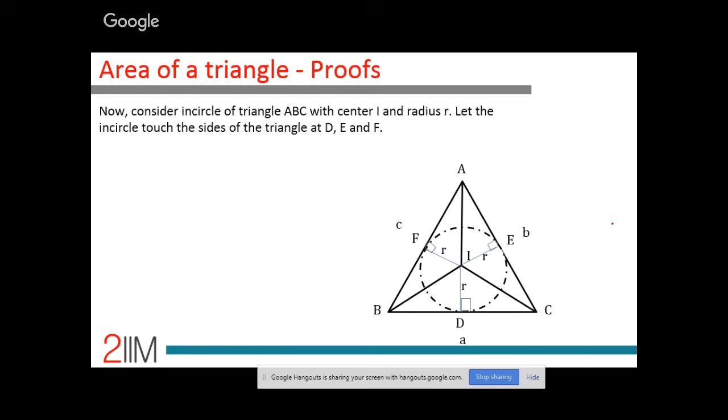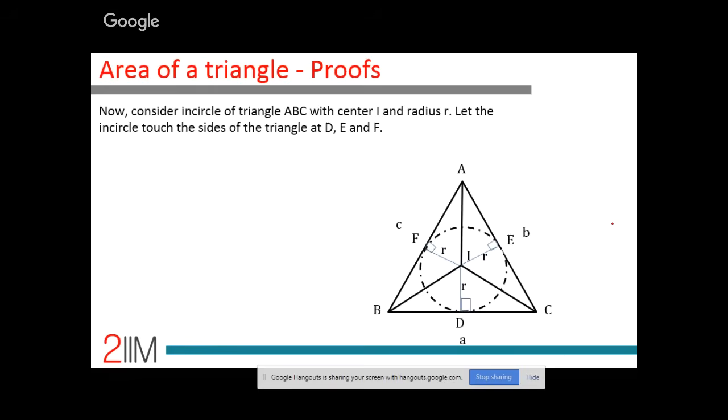Okay. So it's a very interesting idea. We know that the area of a triangle is half into base into height. So for this triangle ABC, which is a general, random, scalene triangle, we draw the incircle with center I and radius R. So forget about the triangle ABC. What is the area of triangle BIC?